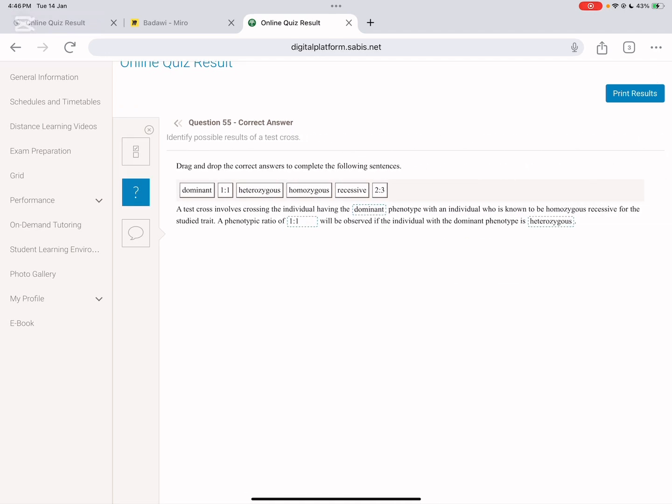Okay, we already spoke about test cross. We said we cross an individual having the dominant phenotype with someone who is homozygous recessive, and if we get a 1-to-1 ratio, then the dominant phenotype had which genotype? It had the heterozygous genotype.